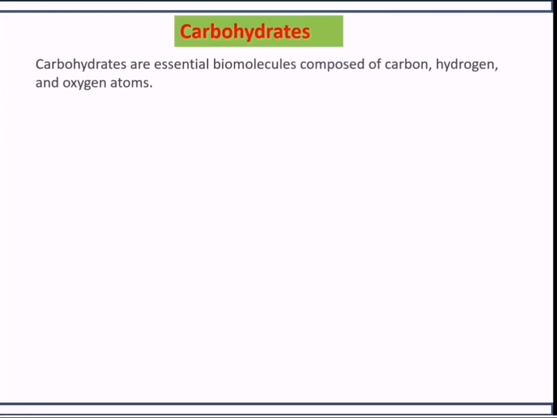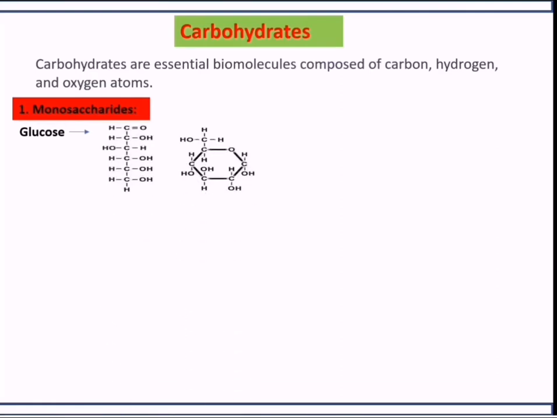The first one is monosaccharides. Monosaccharides are the simplest carbohydrates, consisting of a single sugar unit. The first one is glucose. Glucose is a 6-carbon sugar and the primary source of energy for most organisms.